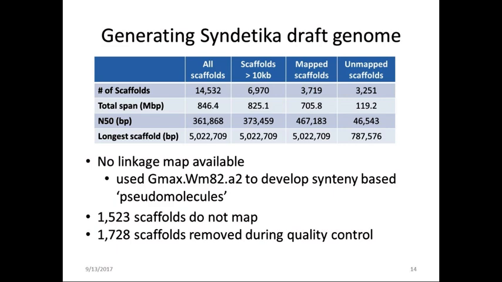And then to make things more complicated, I have no linkage map. I really cannot make a reference genome out of this, so we basically just made a synteny map. That's all we really can do. Some of them did not map, a little bit over 1,500. And then some were removed for quality control to make a nice pseudomolecule.